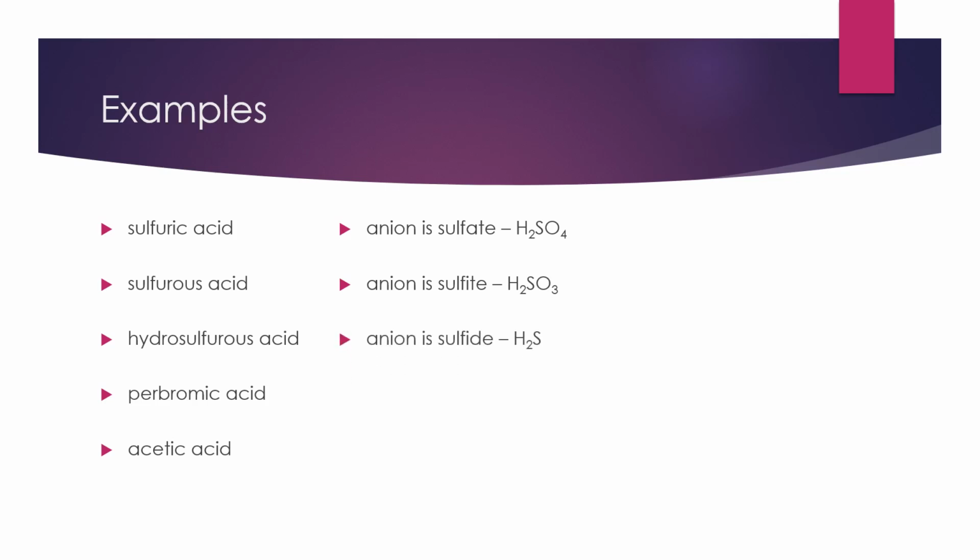In this compound, the anion is sulfide, so that's S2-, so we need 2 hydrogen ions. In this one, the anion is perbromate, so we need 1 hydrogen to go with BrO4-, so the formula is HBrO4. In the next one, the anion is acetate, and that of course is C2H3O2-, and so we're going to add 1 hydrogen ion in order to make a neutral compound. And that's it. Don't make it harder than it is.